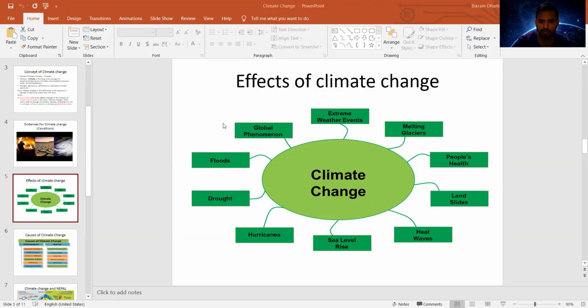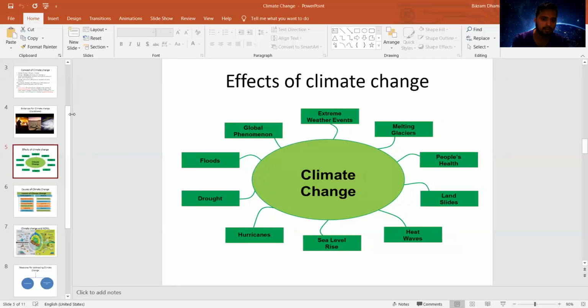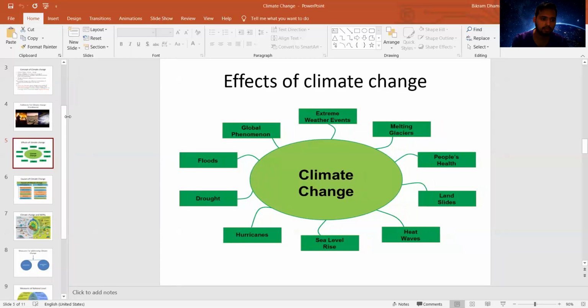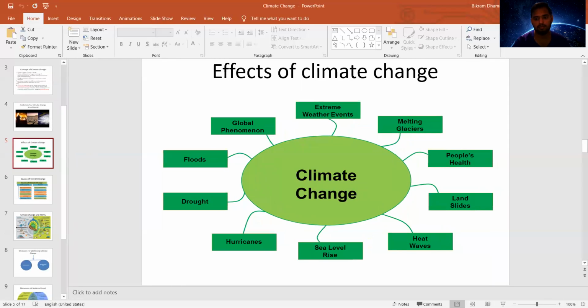Next one is sea level rise. Due to the increasing melting of glaciers, the level of the sea is increasing, and island countries like Maldives and Japan are in a state of questioning their existence now. Will they be there in the coming 20 years or not because of the sea level rise?